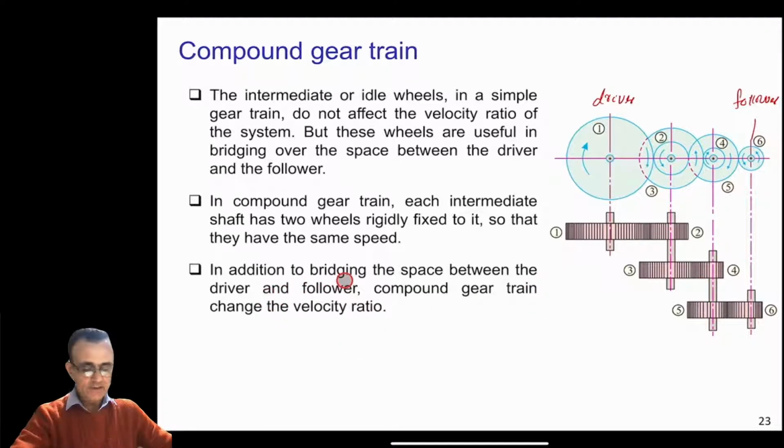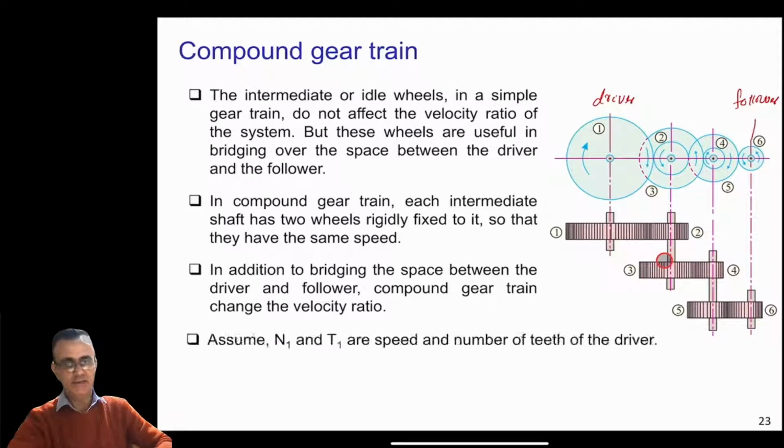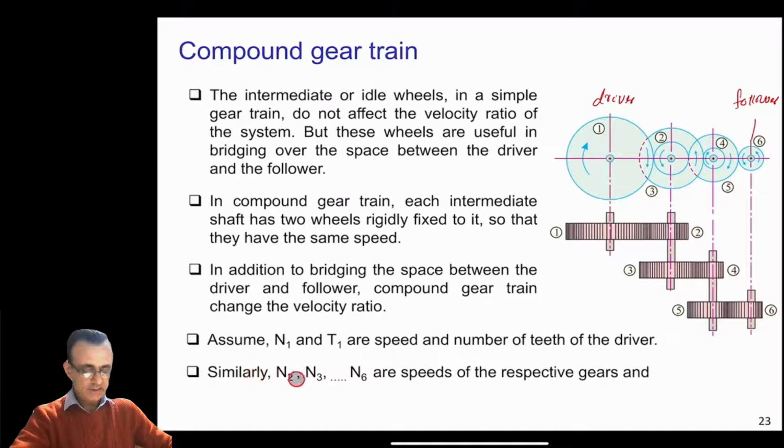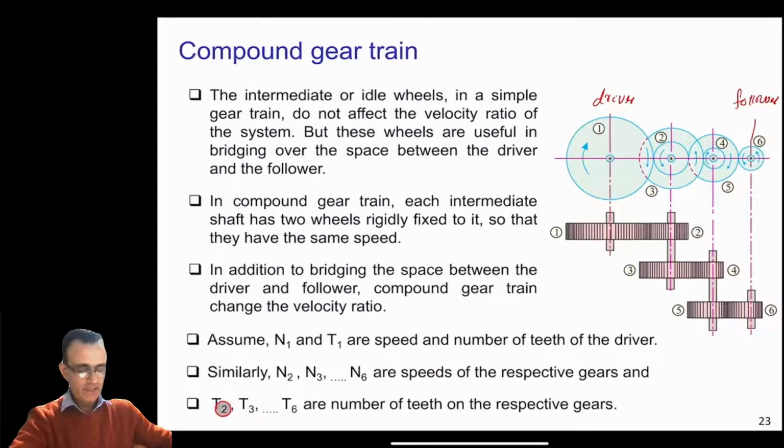And in addition to bridging the space between the driver and the follower, compound gear trains change the velocity ratio. So in the simple gear train, the velocity ratio was not affected by the intermediate gears, but this will affect it, as you will see in a minute. Now, again, consider that N1, T1 are speed and number of teeth of the driver, and similarly, N2, N3, up to N6 are speed of the respective gears, as you can see in this case here. So we have 6 gears here. And similarly, T2, T3, up to T6 are the number of teeth of each individual gear here.